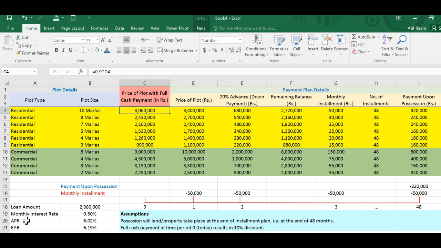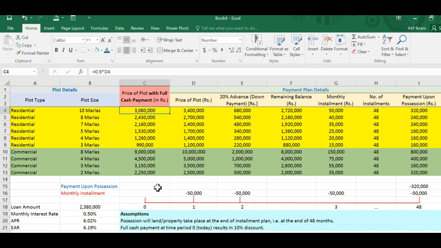This one last column that I've introduced myself is column C, which shows how much you would be paying if you had the cash, which, as we know, with a 10% discount is going to amount to just 90% of the amount stated in the payment plan. So for a 10 marlas plot, you would need a total of 3.06 million rupees. Now think about this situation in the following sense.